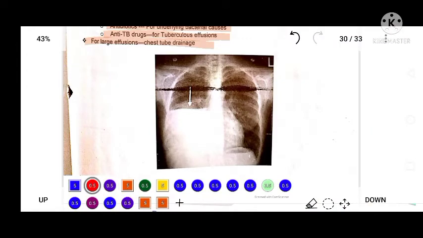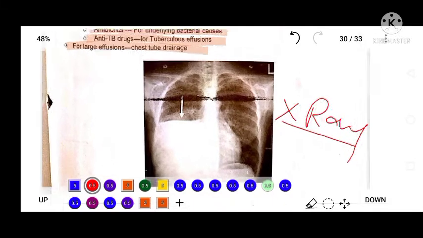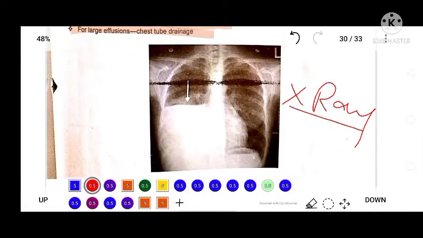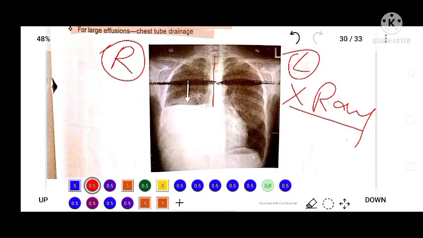Now, as you can see, this is X-ray of pleural effusion patient, and in order to interpret X-ray we have to look at the AP view and PA view, and this is right side, this is left side of the lung, and as you can see the trachea is shifted opposite, and the homogeneous opacity is present here.